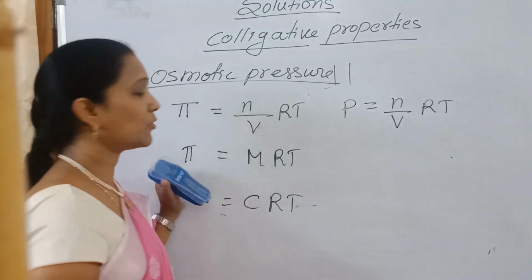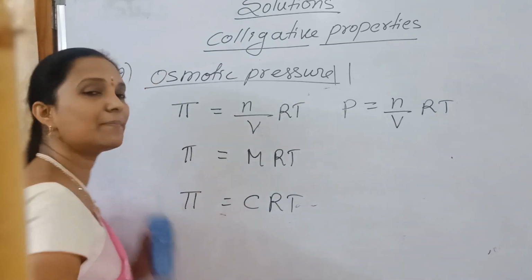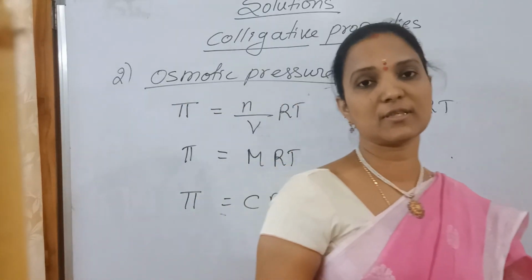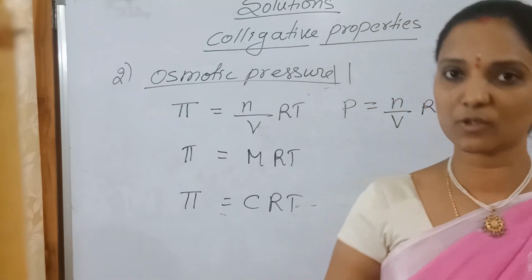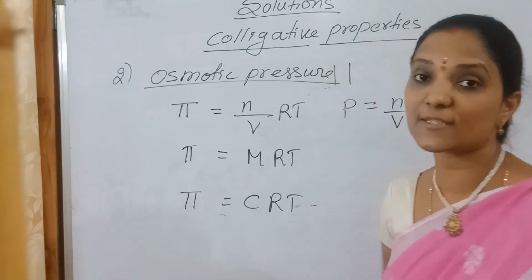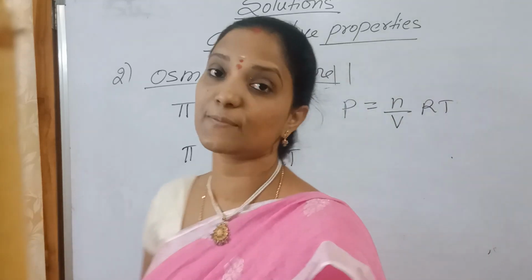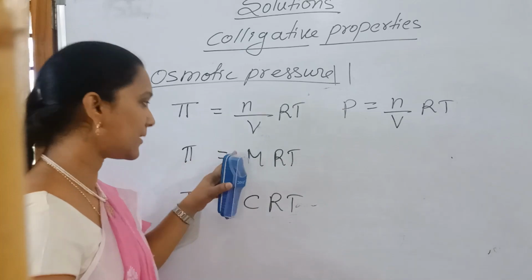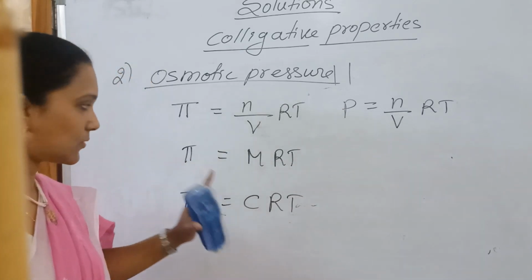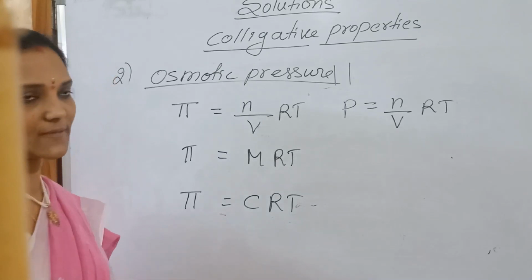No, this molarity. Molarity is nothing but a concentration term. So pi is equal to CRT. Nothing but it depends on concentration. So osmotic pressure depends on concentration, not on the nature of the solute. Nothing but this osmotic pressure is a colligative property. So what is the expression for this osmotic pressure? Pi is equal to n by V RT, or pi is equal to mRT, or simply pi is equal to CRT. This is the osmotic pressure.